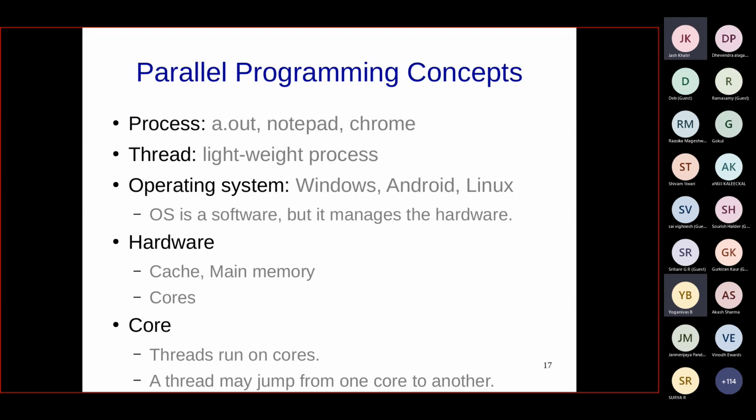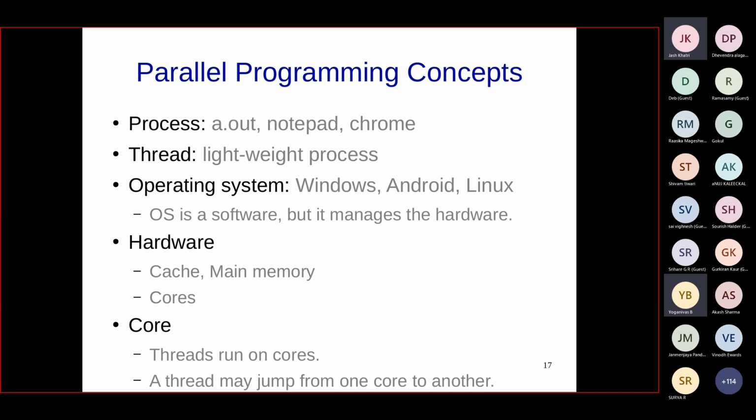And then comes the core. The core is the hardware component on which the thread runs, and there is a concept that a thread can jump from one core to another. Let's say there are two threads allocated to one core, and thread 1 is currently running on processor 1, and let's say there are five processors. If thread 1 needs IO, it will go for IO, and processor 1 will pick up thread 2, which was scheduled on it, and start running it.